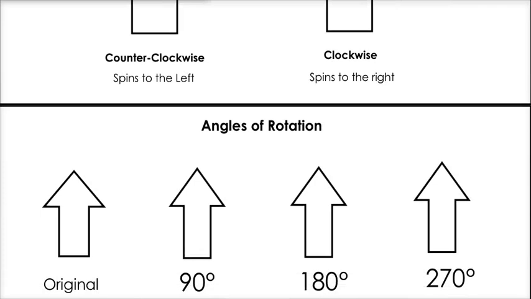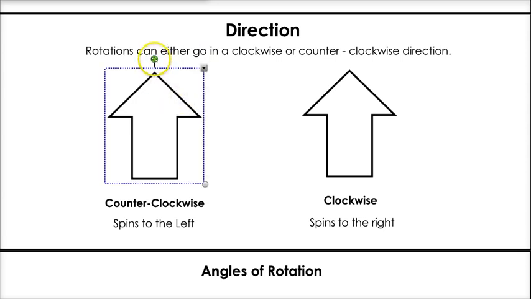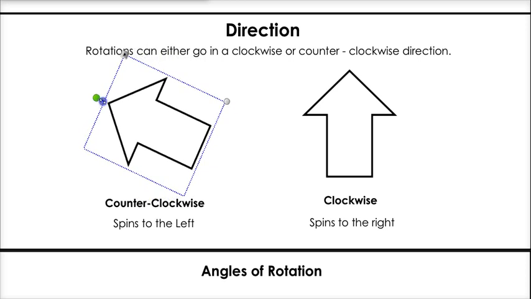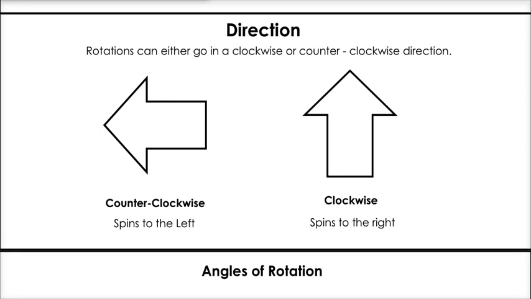The second thing is you always need a direction. There are only two directions you could rotate things. You could rotate something clockwise or counterclockwise. Counterclockwise means you spin to the left, so it's in this direction. This is the opposite way that a clock spins. If I just took my pen, I would say this way, that's a counterclockwise rotation. A clockwise rotation, on the other hand, goes in this direction.